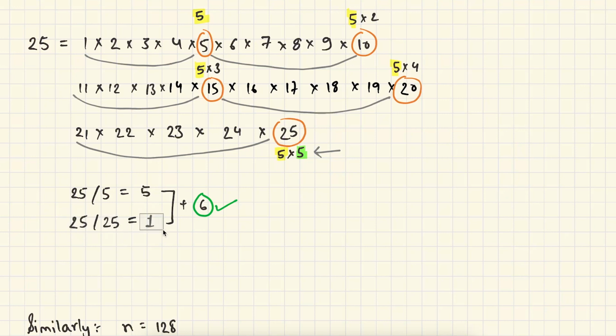So we get 1. So this way, if we sum 5 and 1, we get 6. So we got our answer. So there are 6 trailing zeros in factorial of 5.